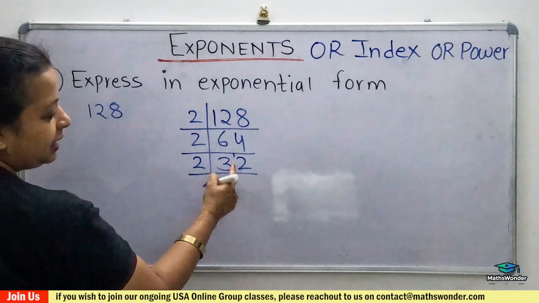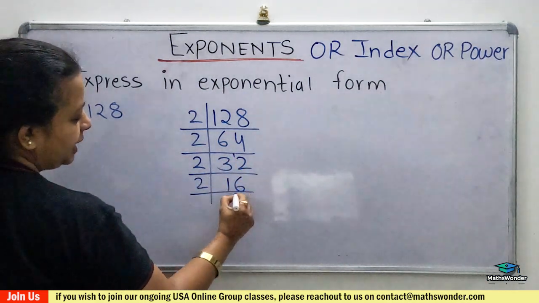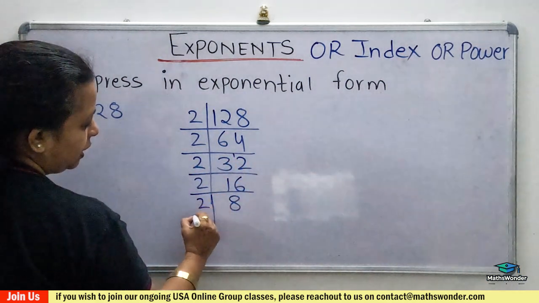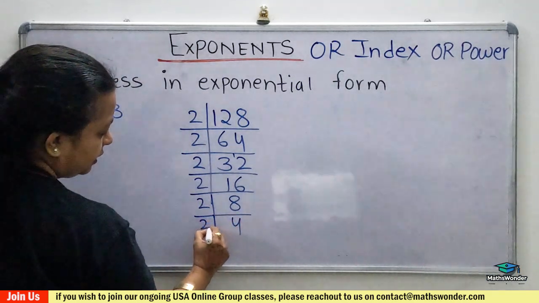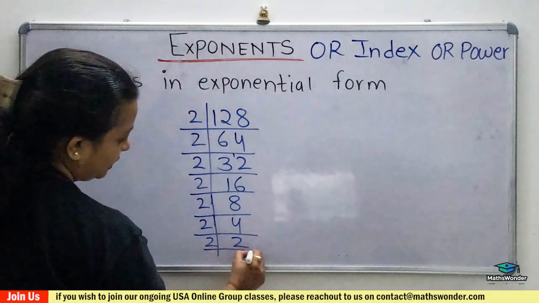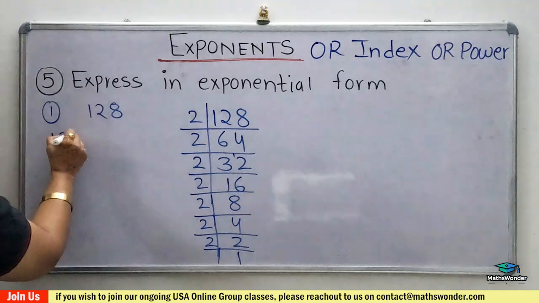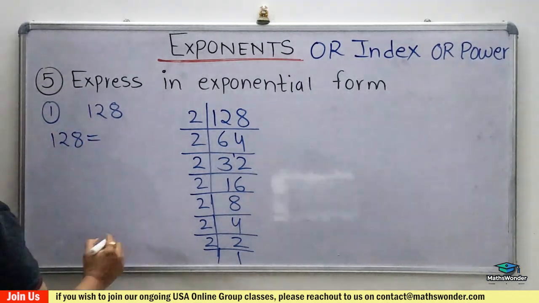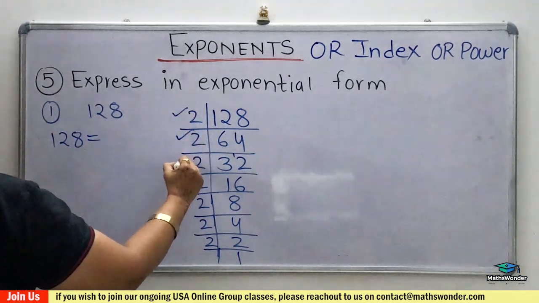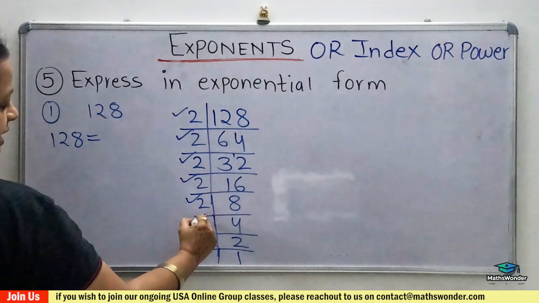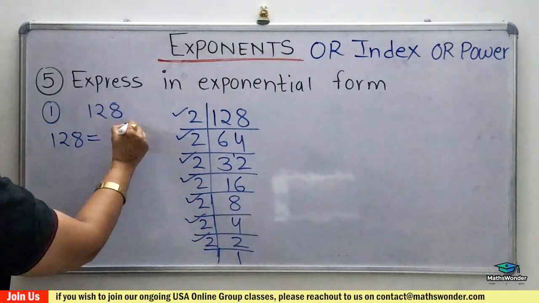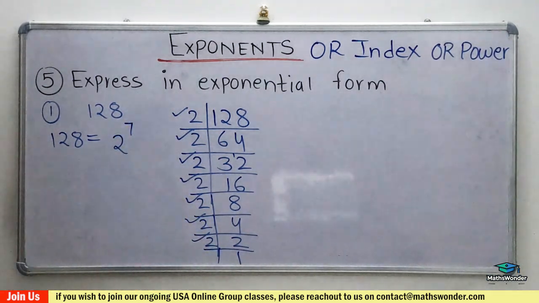Carry over here, it's a 12 now. 2 times 6 is 12. 2 times 4 is 8. 2 times 2 is 4. And this finally 1. Okay? When we get 1, we can stop. Now, 128, how can you write it? How many 2's? 1, 2, 3, 4, 5, 6, 7. So 2 raised to the power 7 is 128.